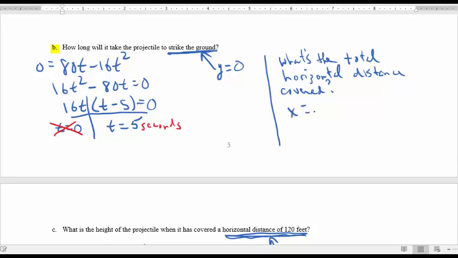So we'd have x equals 60 times 5, which is 300 feet, right? So the total horizontal distance covered is 300 feet, right? So after 5 seconds, it lands 300 feet from its initial location, right?